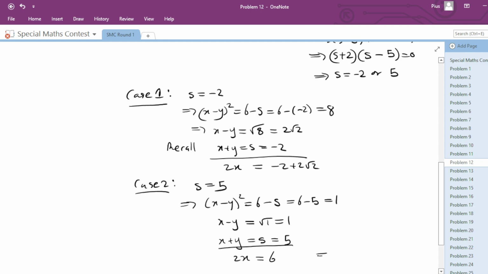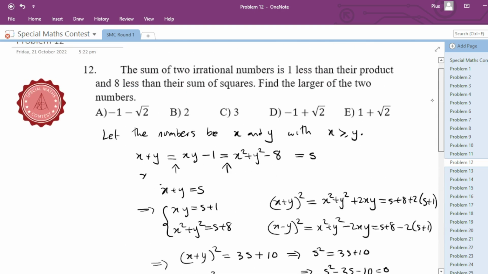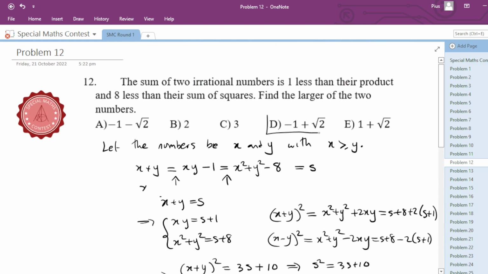So from this one, we see that x itself will be 3, while here x, dividing by 2, will be minus 1 plus root 2. So 3 is a natural number, so in fact it is rational, and this one is irrational, so this should be the right answer we're looking for. So the correct option will be option D.